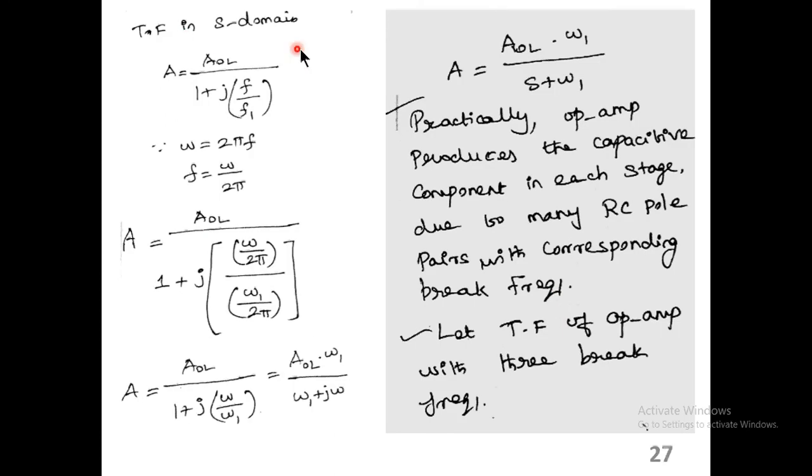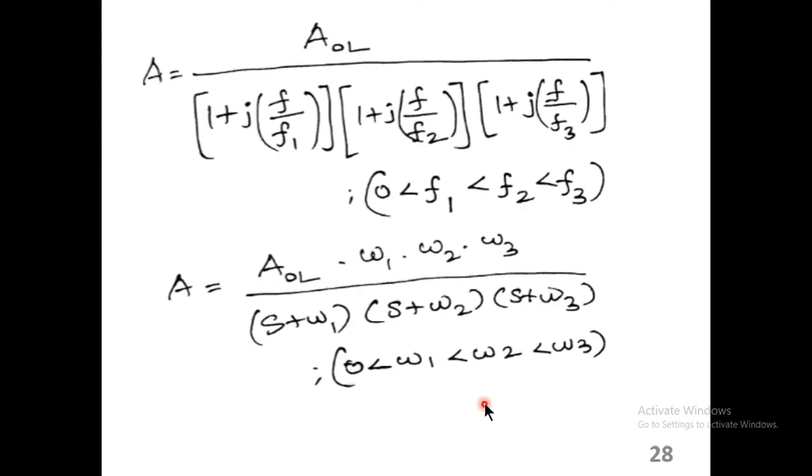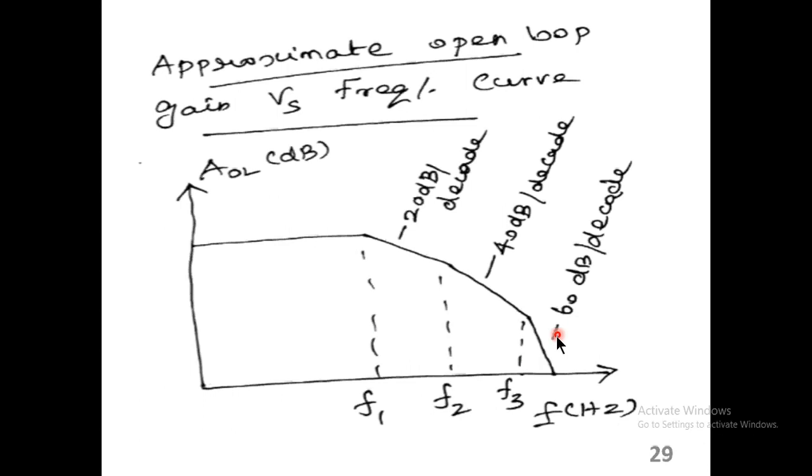The transfer function in the S domain is equal to AOL times omega 1 divided by omega 1 plus j omega, where omega is replaced by S. After that, the final equation, considering three corner frequencies, is AOL times omega 1, omega 2, omega 3 divided by S plus omega 1 times S plus omega 2 times S plus omega 3. So the approximate open loop gain versus frequency curve will be like this.